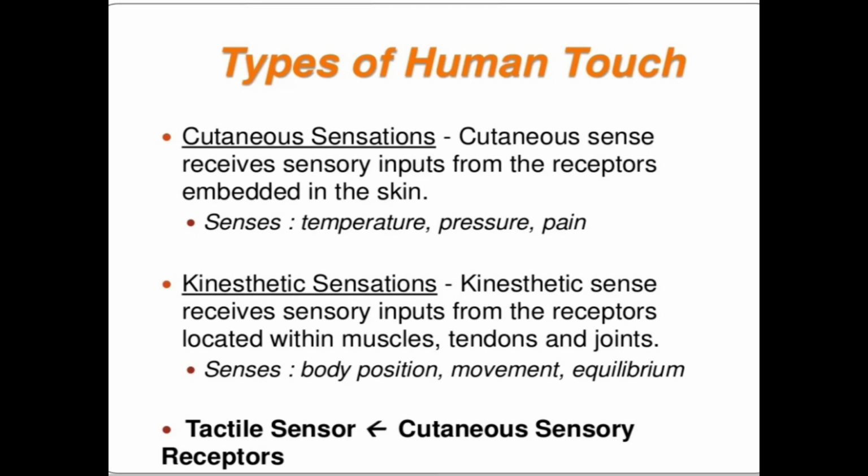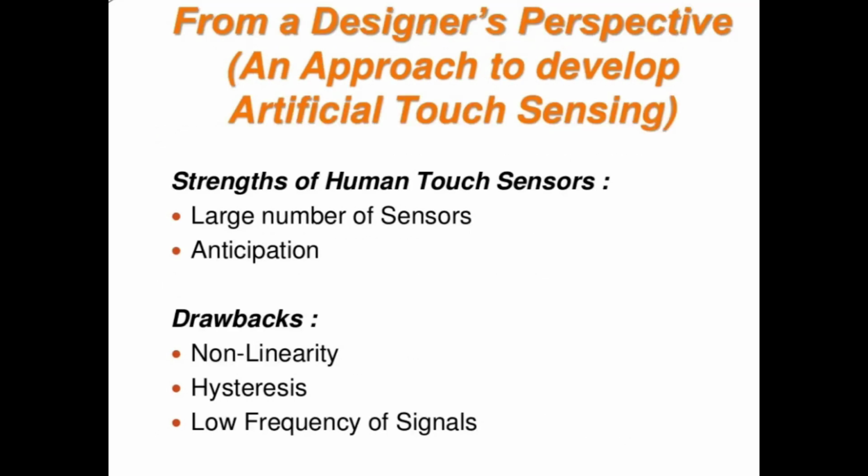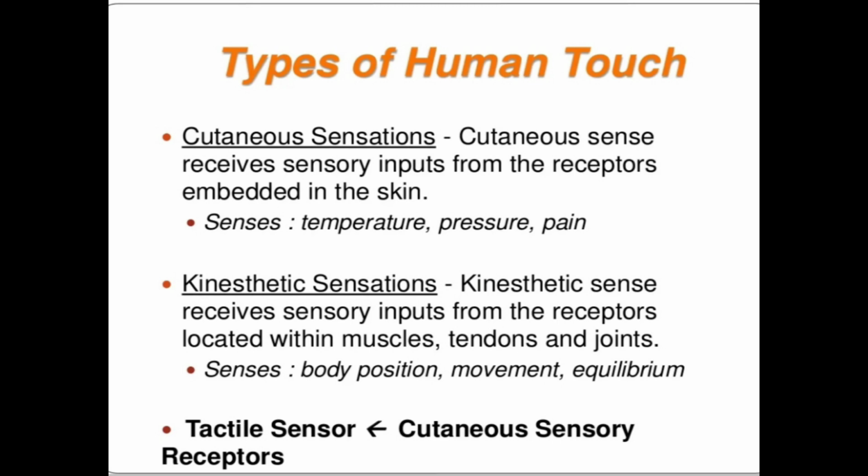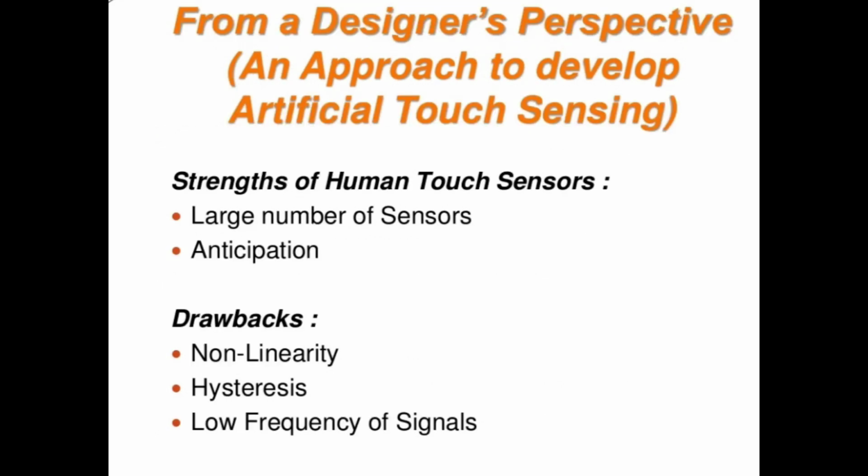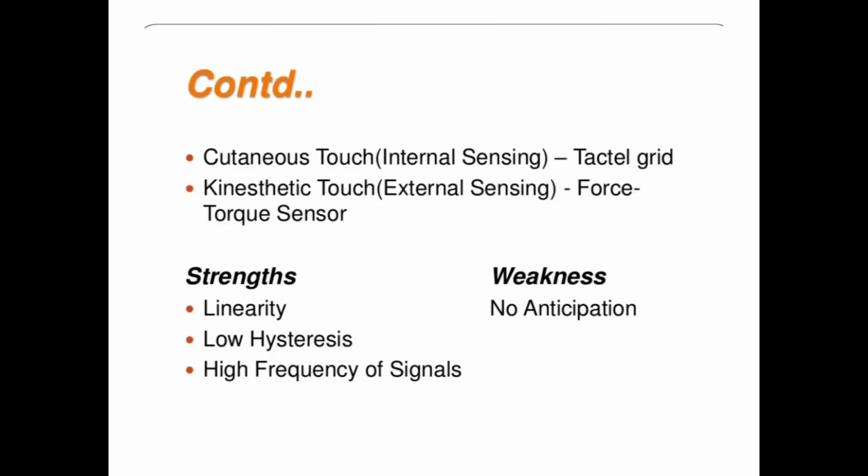And the tactile sensor corresponds to the cutaneous sensory receptors. From a design perspective, an approach to develop an artificial touch sensor. Strengths of human touch sensors: it has a large number of sensors and anticipation as well. And drawbacks are non-linearity and hysteresis, and low frequency of signals.